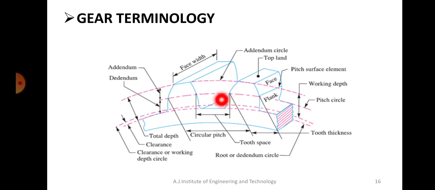Am I clear? You take any one point on the pitch circle of one tooth. From there you take the same point on the next tooth on the same pitch circle. That distance is called circular pitch. In screws or threads, if you measure pitch, it is the distance from one thread to another thread. Similarly, in gears, it is the point on one tooth on the pitch circle to the corresponding point on the next tooth. That distance is called circular pitch.